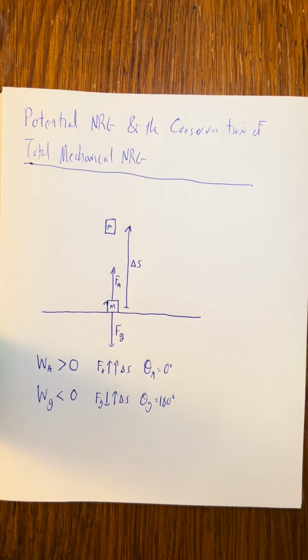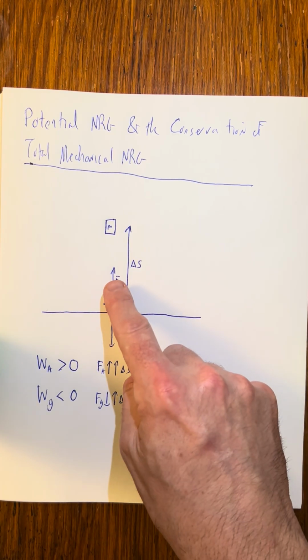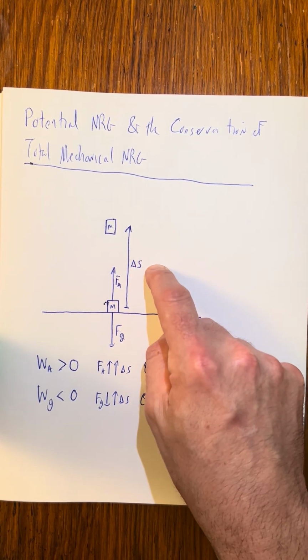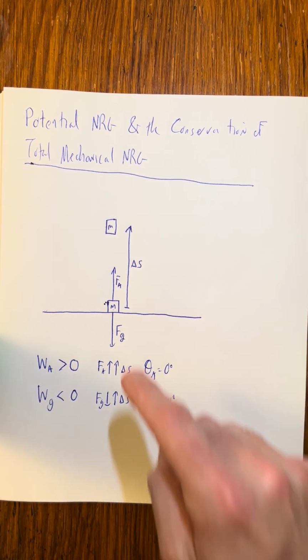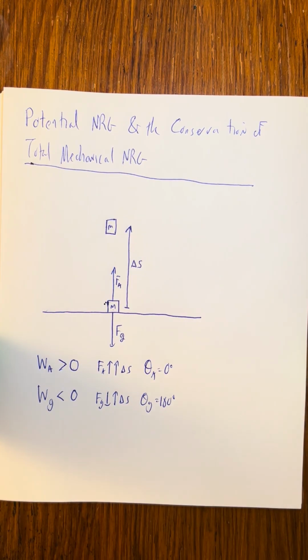Well, why? Let's go back to our original idea that work is positive if that force is trying to speed an object up. So if the applied force is acting in the same direction as the displacement, that's trying to speed it up. Gravity is trying to slow it down as I move upwards. Those all check out, okay? So let's just keep that in mind.